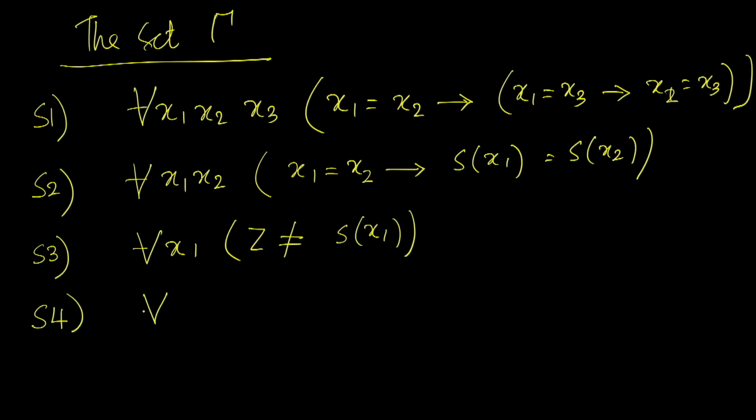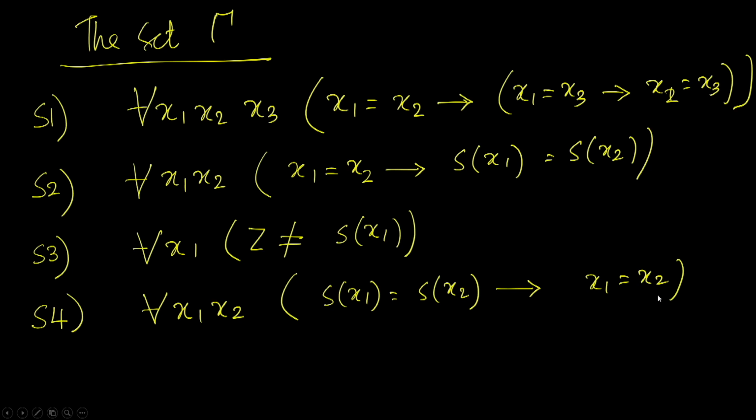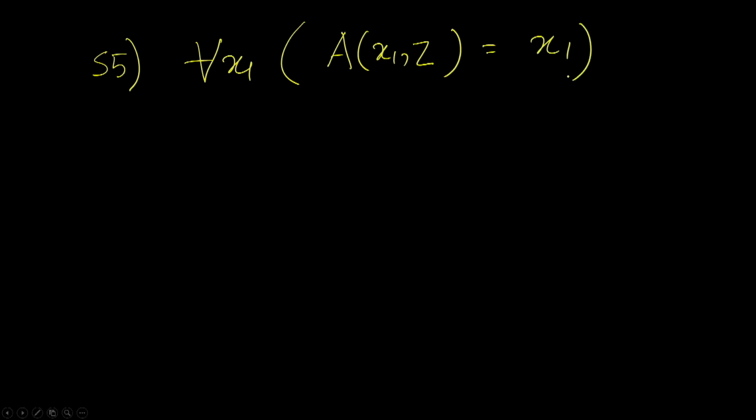And the fourth axiom asserts for every x1 and x2, if the successor of x1 and the successor of x2 are the same, then x1 and x2 are the same. This is the converse of the second axiom. Then the fifth axiom asserts that for every x1, apply a on x1 and z, we get x1. The fifth axiom asserts that for every x1, a applied on x1 and z will give us x1.